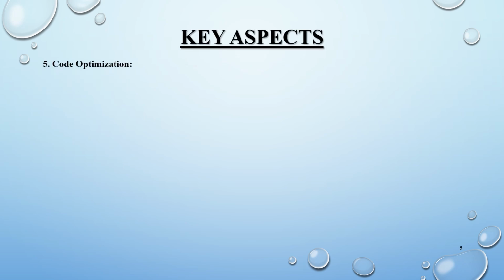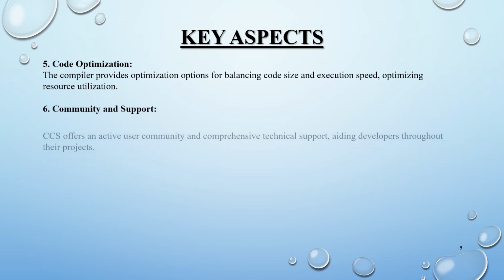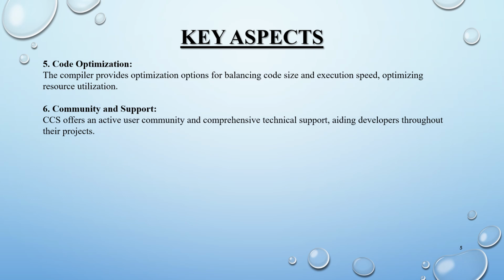The fifth point is code optimization. The compiler provides optimization options for balancing code size and execution speed, optimizing resource utilization. The sixth point is community and support. CCS offers an active user community and comprehensive technical support, aiding developers throughout their projects.